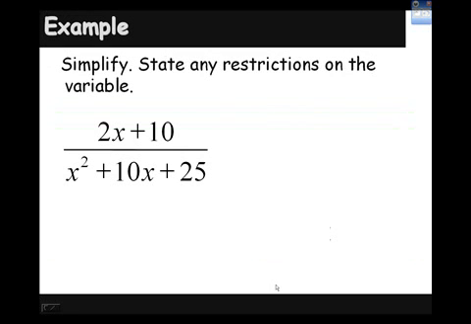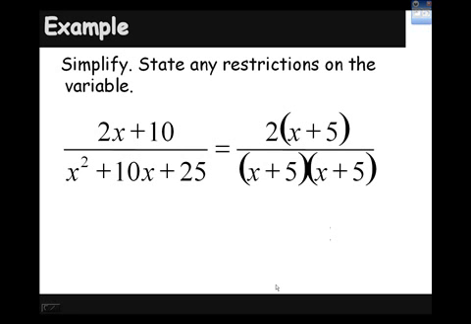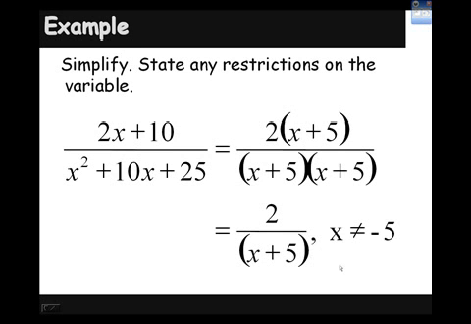In this example, we're going to simplify, but we're also going to state restrictions on the variable. In other words, what can x not be? So let's factor the numerator. We can take out a 2 and factor the denominator. We can reduce the x plus 5s, and we're left with 2 over x plus 5. But x could never be negative 5. That would cause a division by 0. And you actually want to look for that back up here, because anything that would cause this thing to be 0 would cause this whole thing to be undefined.